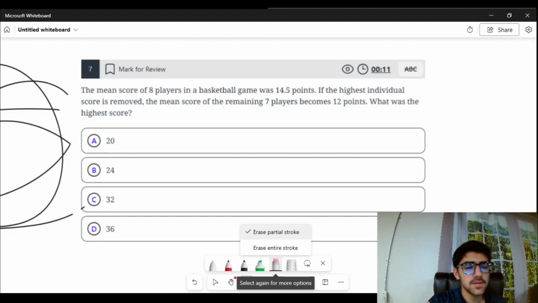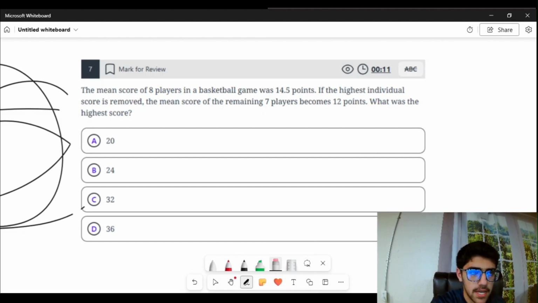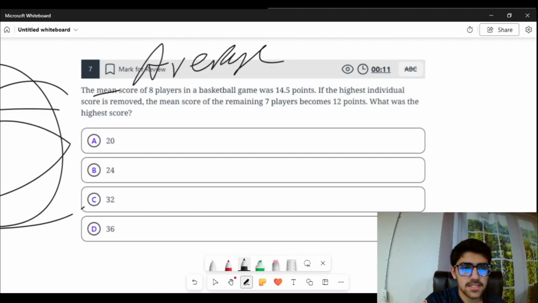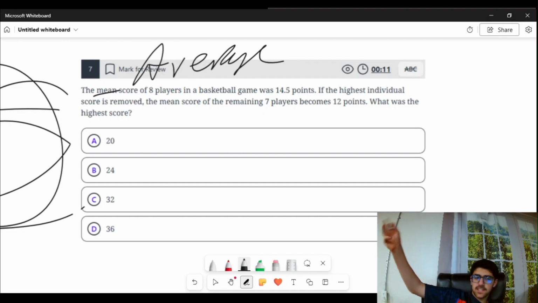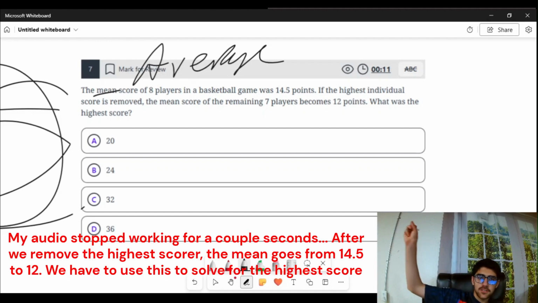So this question tells us the mean score of 8 players in a basketball game. Mean means, sorry about the handwriting, was 14.5. Then, if the highest individual score is removed, the mean score of the remaining 7 players becomes 12 points. So they remove the eighth person. Let's say the eighth person is the guy with the high score. They remove them from the data, and the mean score would go from 14.5 to 12 points. So what was the high score?